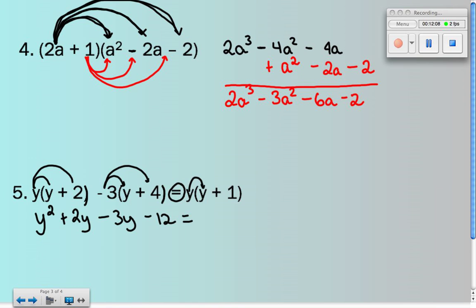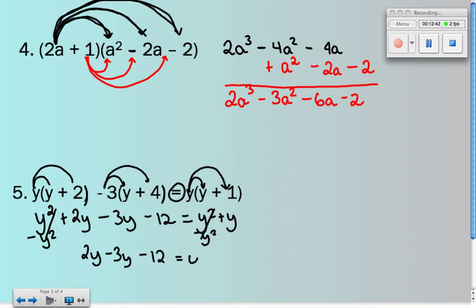Y times y is y squared. And then y times 1 is plus y. All right, now I'm going to start moving things around. The first thing I notice is that there's a y squared on the left side and a y squared on the right side. So if I minus y squared from both sides, the y squared cancels out. I'm left with 2y minus 3y minus 12 equals y.